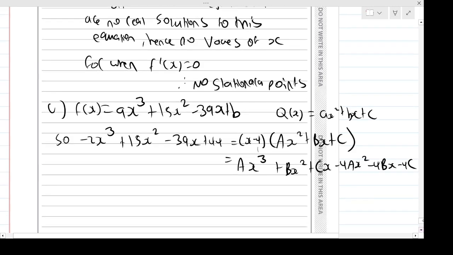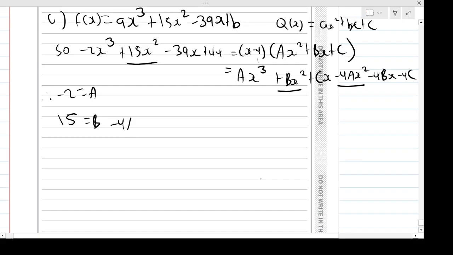And so at this point, all the powers of x have to match. Firstly, minus 2x cubed has to be equal to Ax cubed, so that means minus 2 is A. Then 15x squared, the x squared has to match. We've got Bx squared minus 4Ax squared, so 15 has to equal B minus 4A, but we know that A is minus 2. So 15 equals B minus 4 of minus 2, which is plus 8, right? So 15 is B add 8, therefore B, if we subtract 8, is going to be 7.